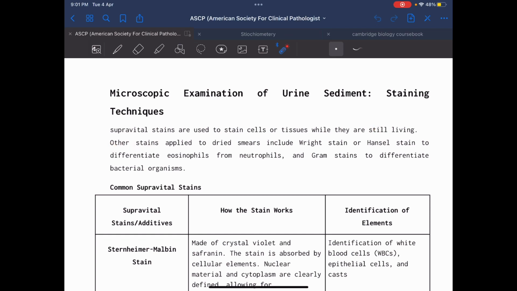Other stains applied to dried smear include Wright stain, Hansel stain to differentiate eosinophils from neutrophils, and gram stain to differentiate bacterial organism. So, gram stain to differentiate bacterial organism, gram negative or gram positive. Wright stain والهانسل stain used to differentiate eosinophil or neutrophils. Supravital stain used to stain living tissue and cells.